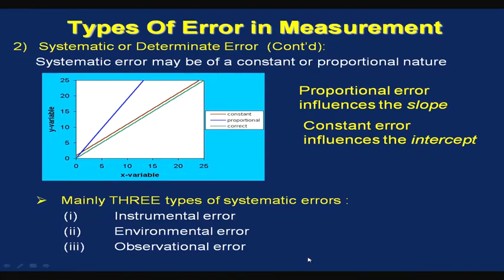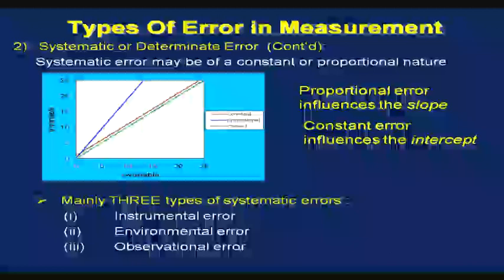We can classify the systematic error under three different categories. One, instrumental error, two, environmental error, and three, observational errors. This can also be considered as source of systematic errors. So, systematic errors can be of instrumental error, environmental error, or observational error.